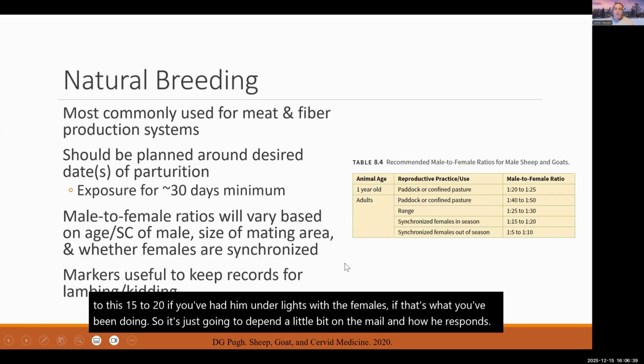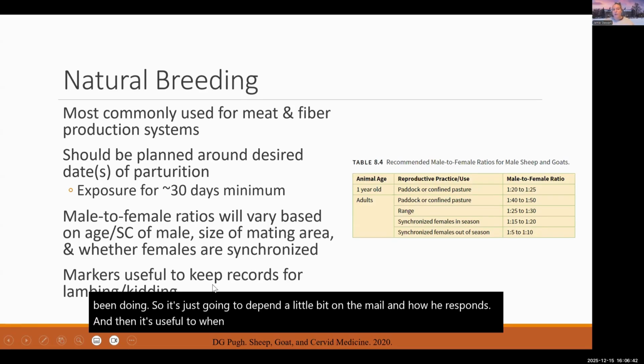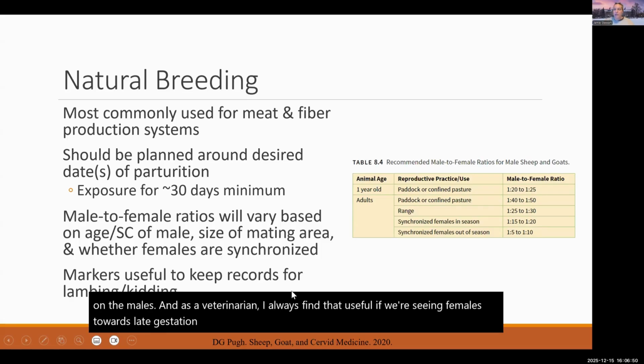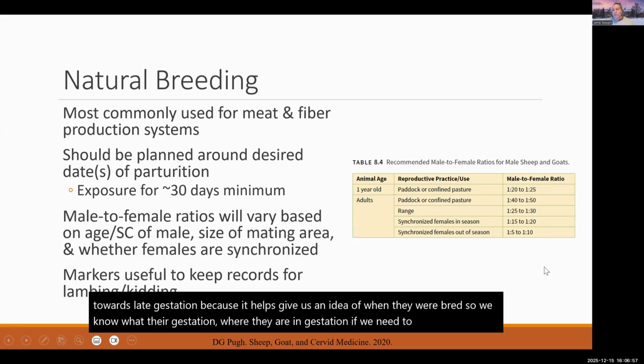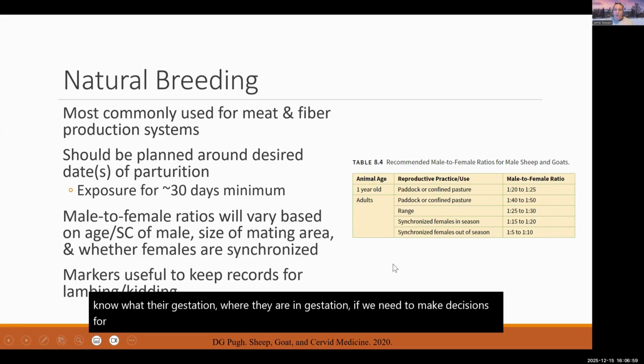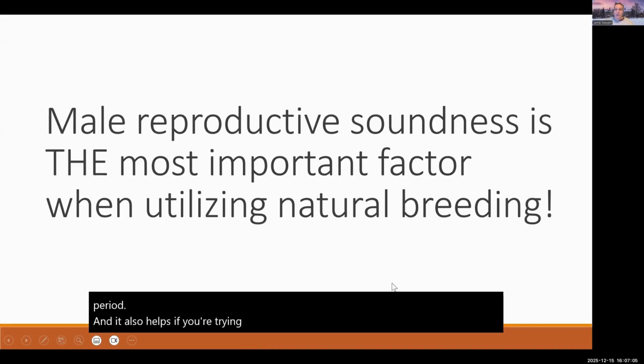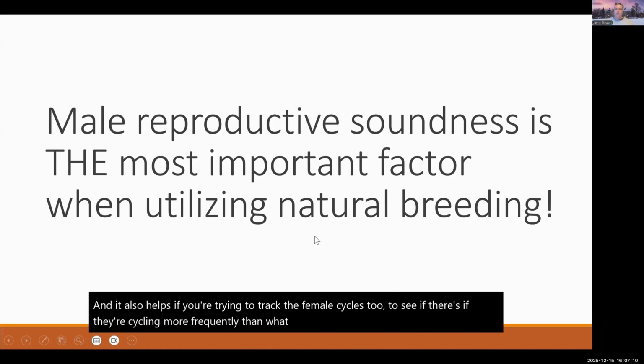And then anytime you're doing natural breeding, it's useful to have markers on the males. As a veterinarian, I always find that useful if we're seeing females towards late gestation because it helps give us an idea of when they were bred, so we know where they are in gestation, if we need to make decisions for parturition induction, things like that, when they're sick in that late gestation period. And it also helps if you're trying to track the female cycles too, to see if they're cycling more frequently than what they should be also.